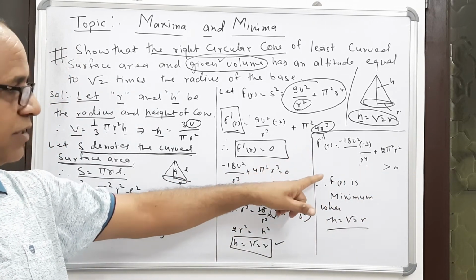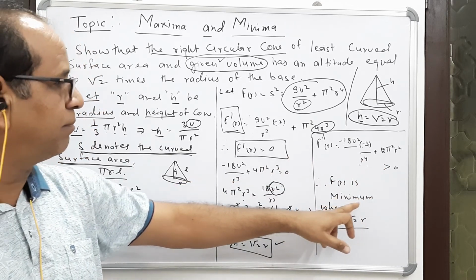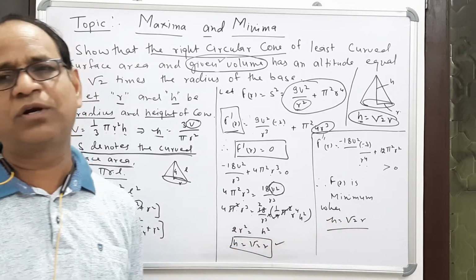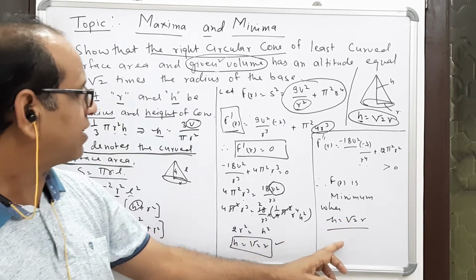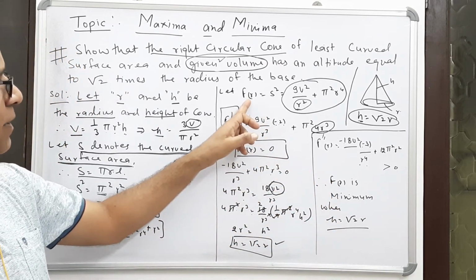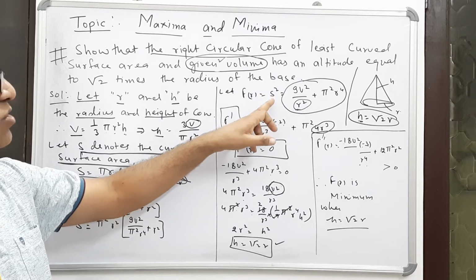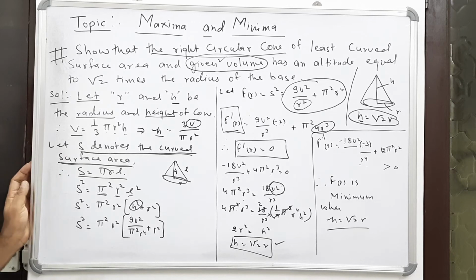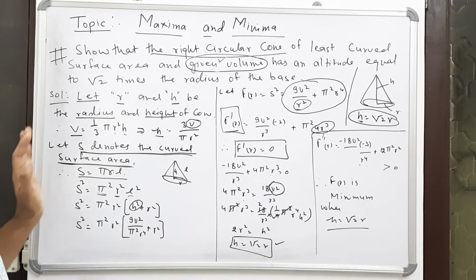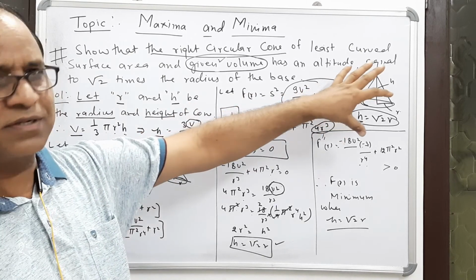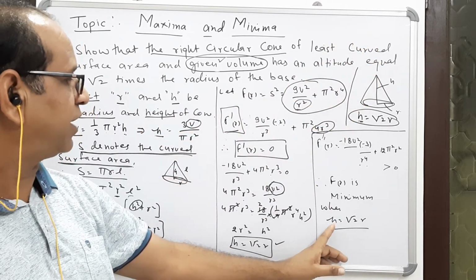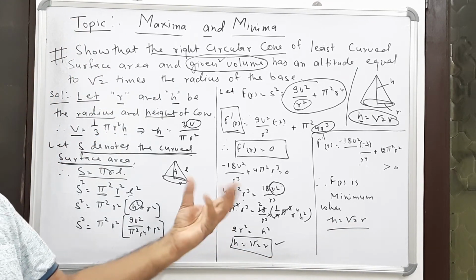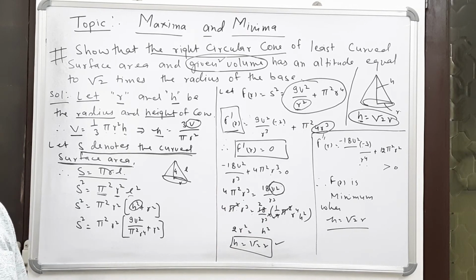You have to remember this concept: when the second derivative is greater than zero, it is minimum. So we can say that f(r) is minimum when h is equal to root 2 r. What did you take as f(r)? You took S square, so when S square is minimum, then S will also be minimum. In this way we have proved that if you want minimum curved surface area for given volume, you have to take height equal to root 2 times the radius. I hope it is clear. Please see this video nicely and revise these types of sums.